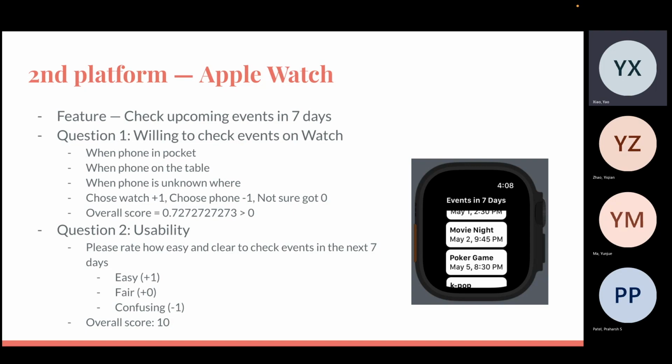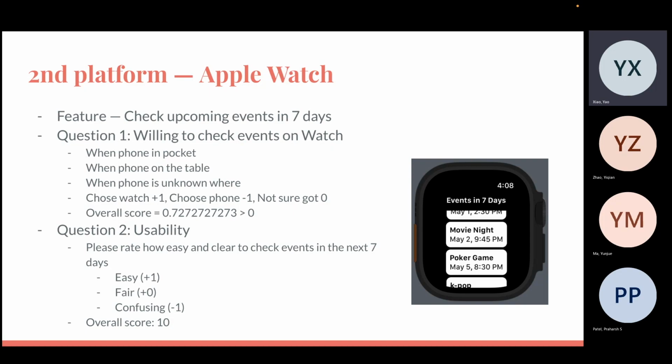The second question is about usability. Can people easily check the events on the Apple Watch? Clearly, yes, because our design is quite simple. We try to keep it very simple. Because the screen is really small, we ignored a lot of redundant parts, such as the image or the tag of the events. We only keep the title and the time. Most people, 10 out of 11, agree that our app is easy to navigate.